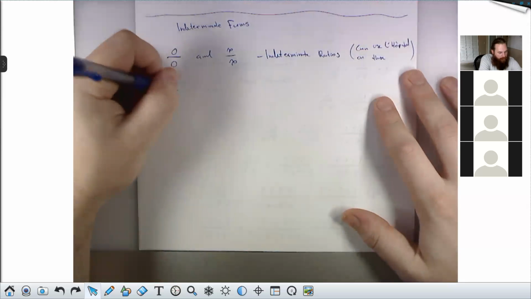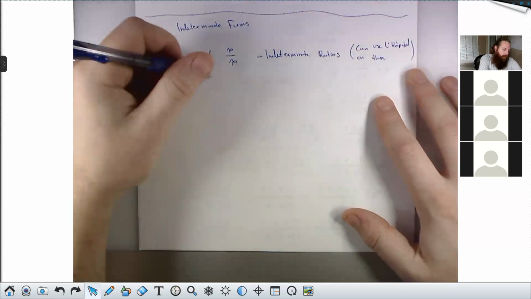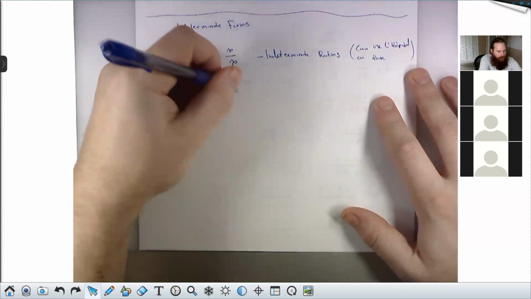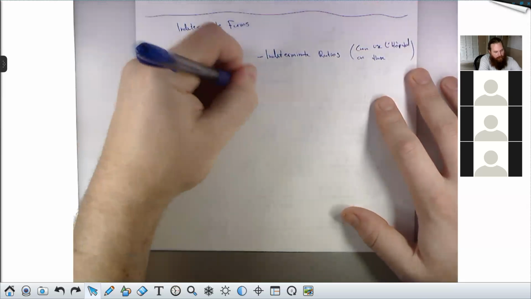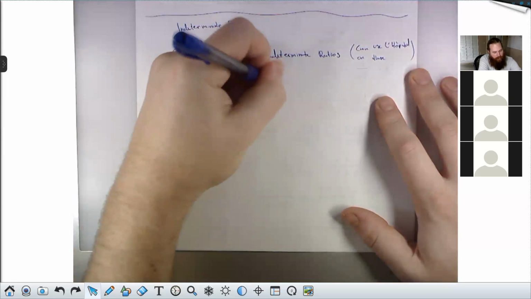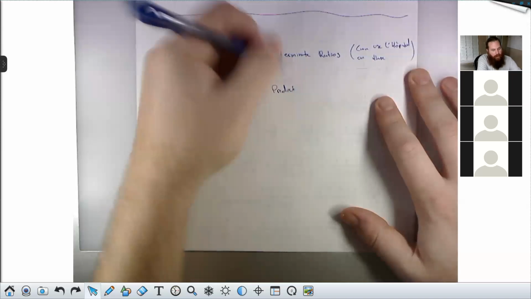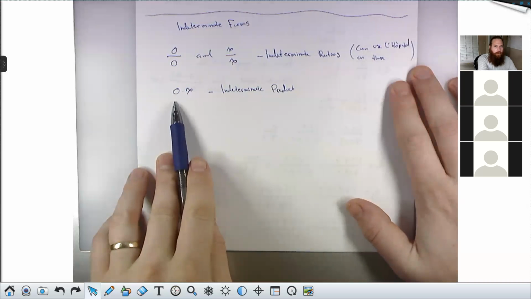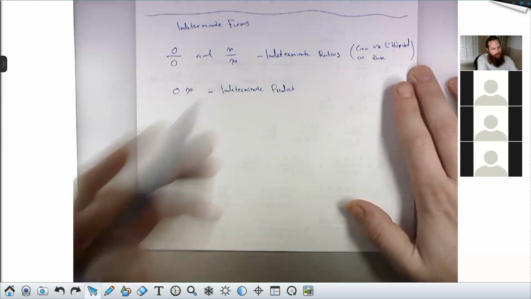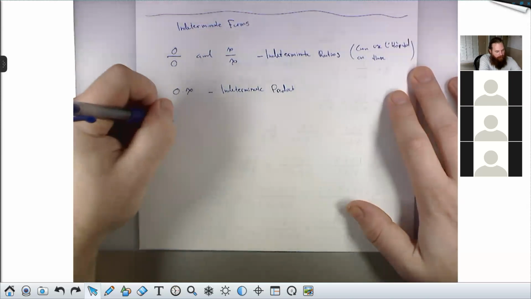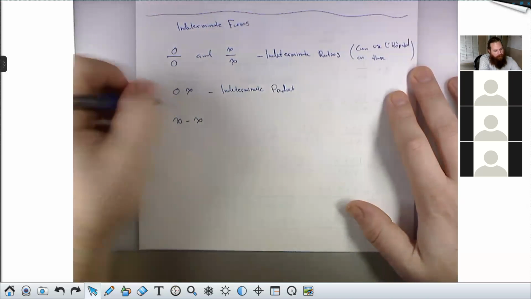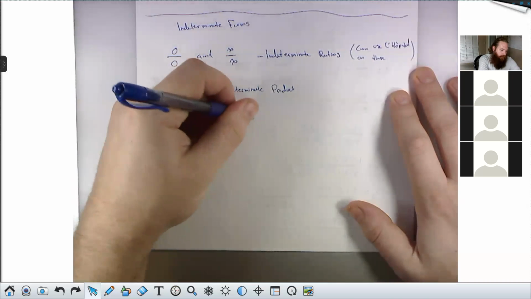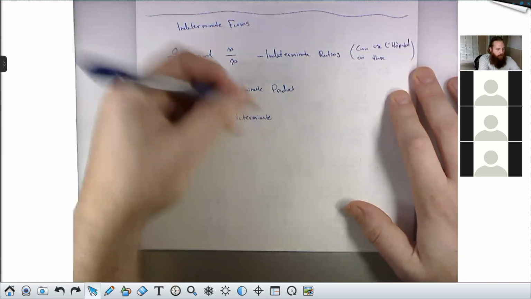And then you have things like 0 times infinity. This is called an indeterminate product. And if you want to use L'Hopital's rule on something like this, you have to turn it into an indeterminate ratio. Then there's stuff like infinity minus infinity. This is called an indeterminate difference.